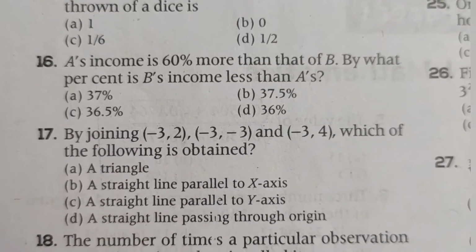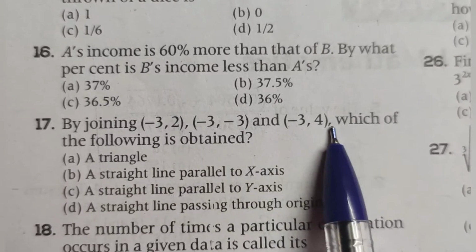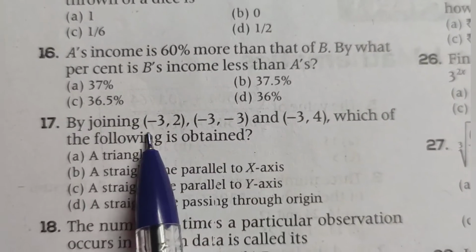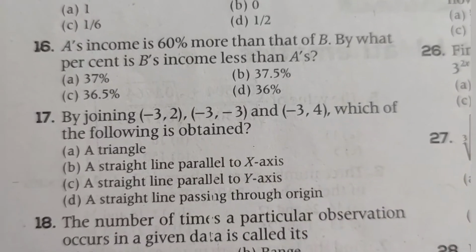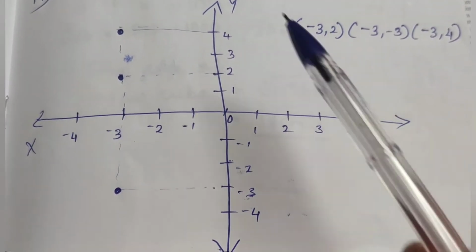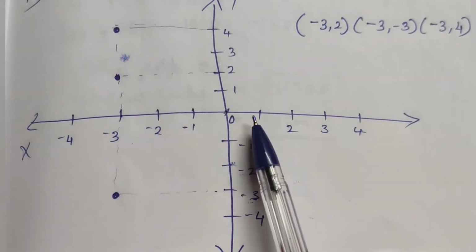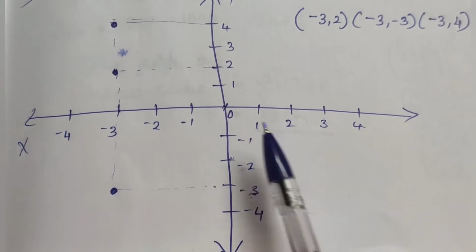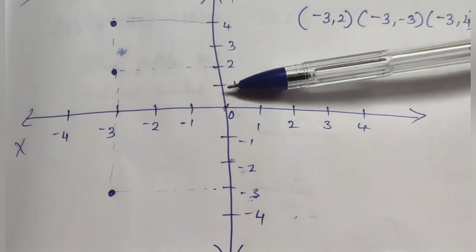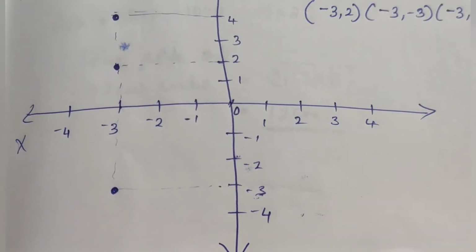By joining the points minus 3, 2, minus 3, minus 3, minus 3, 4, which of the following is obtained? First, let us make a rough Cartesian plane and plot these points, and we shall try to join these points. This is a rough Cartesian plane: x-axis, y-axis, origin 0, and right side plus numbers 1, 2, 3, 4, left side minus numbers 1, 2, 3, 4, upper top plus numbers 1, 2, 3, 4, bottom minus numbers 1, 2, 3, 4.